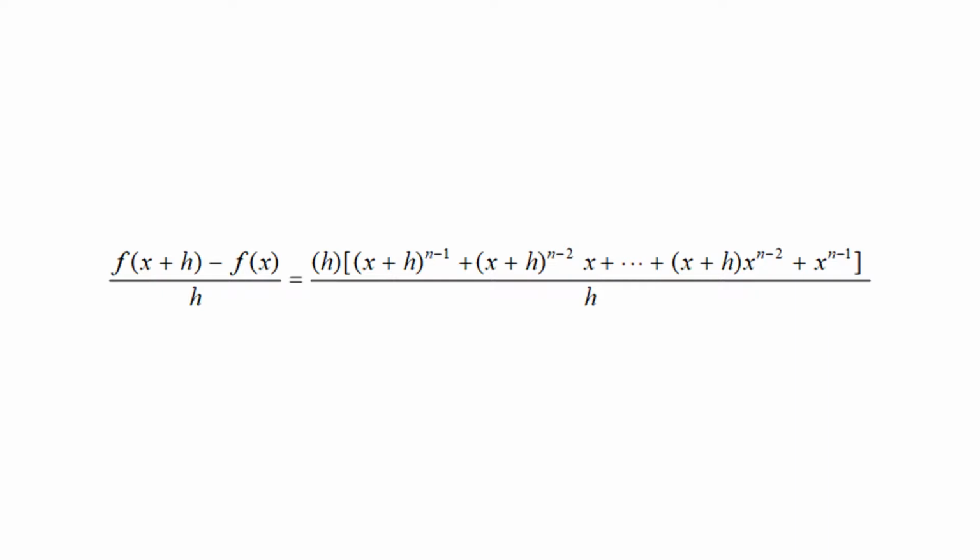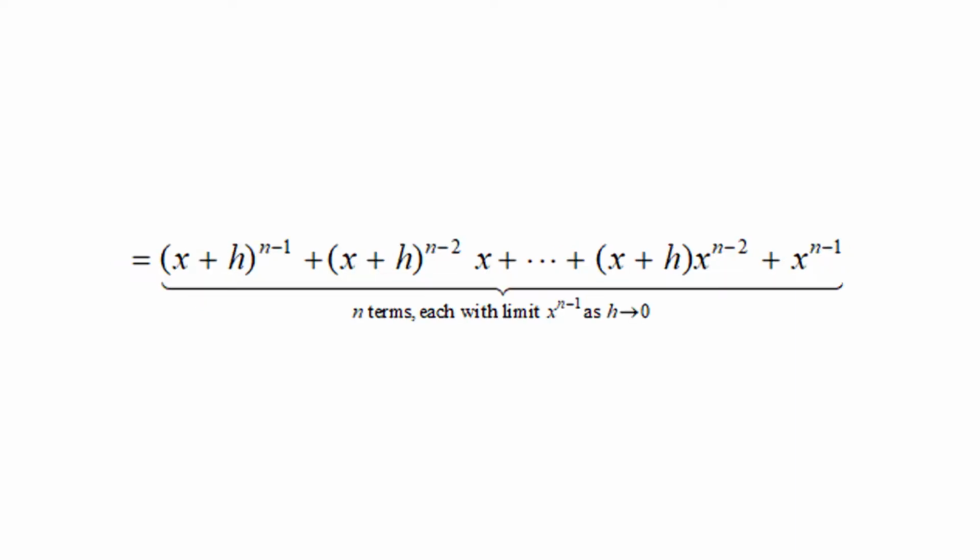plus (x+h) x^(n-2) plus x^(n-1)) upon h, which is equal to (x+h)^(n-1) plus (x+h)^(n-2) x plus etc. plus (x+h) x^(n-2) plus x^(n-1). There are n terms, each with the limit x^(n-1) as h approaches 0.